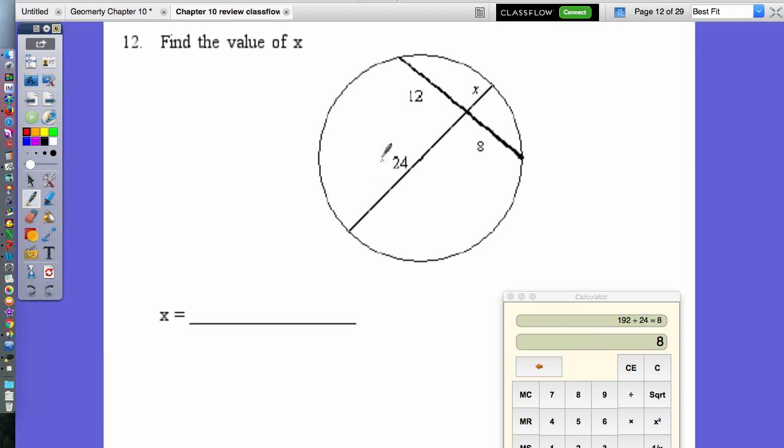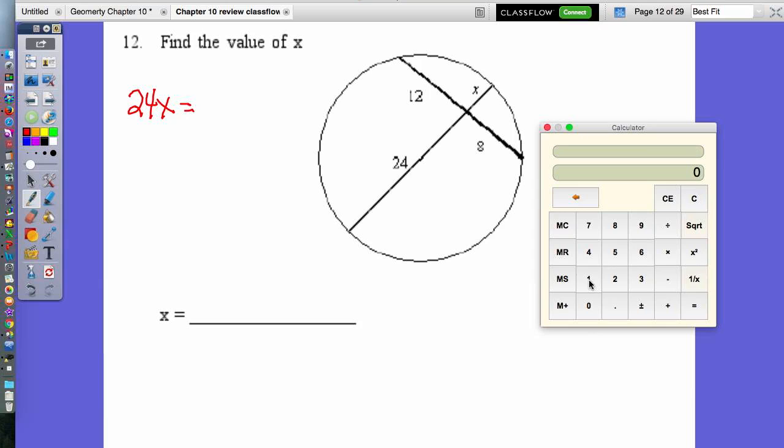Again, two chords that intersect inside the circle. So x times 24 is 24x. 12 times 8 is 96. 96 divided by 24 is 4. So number 12, x equals 4.